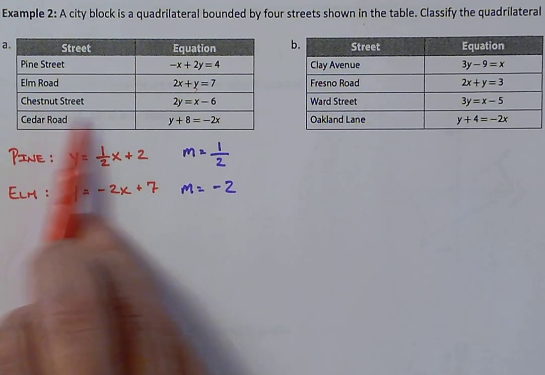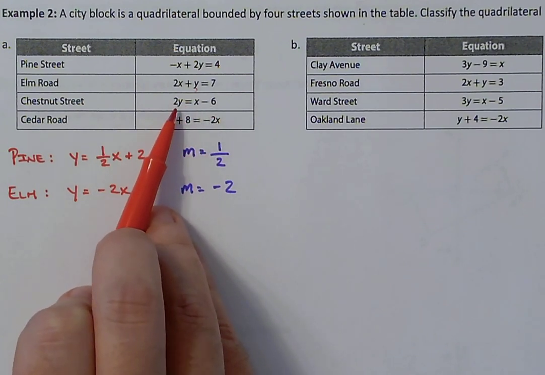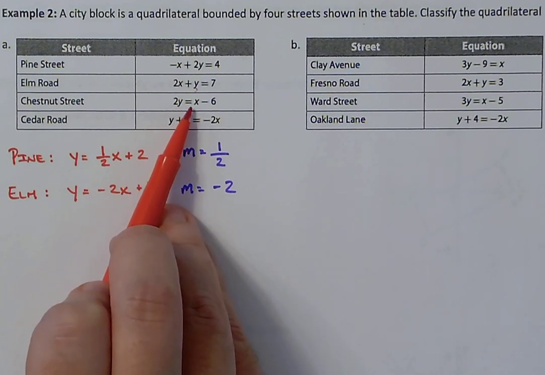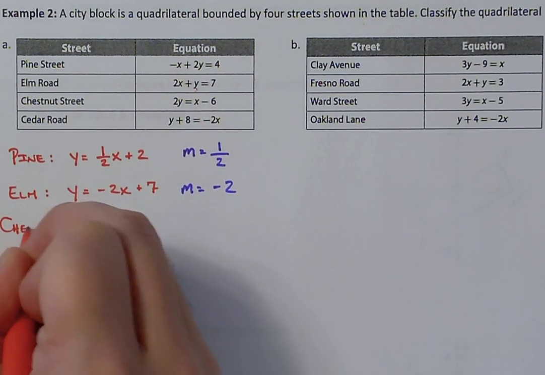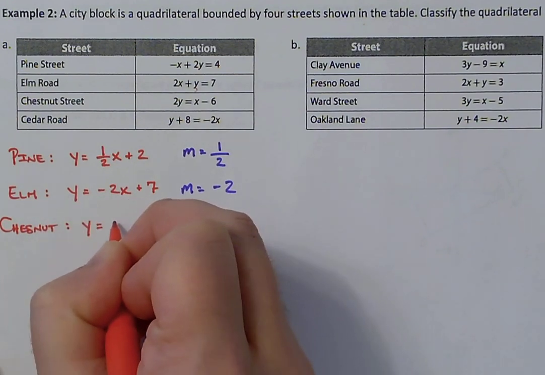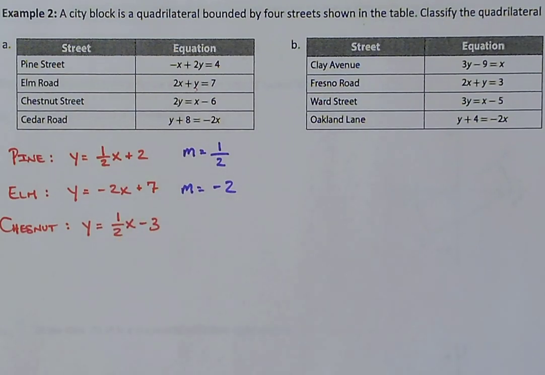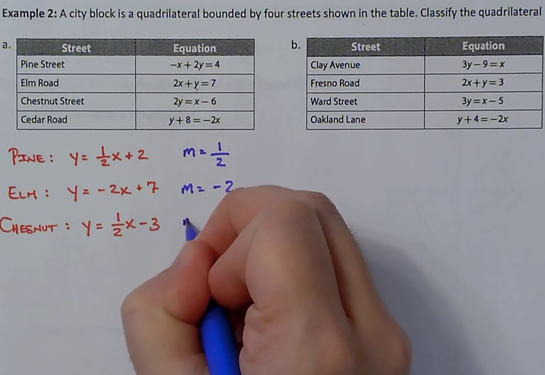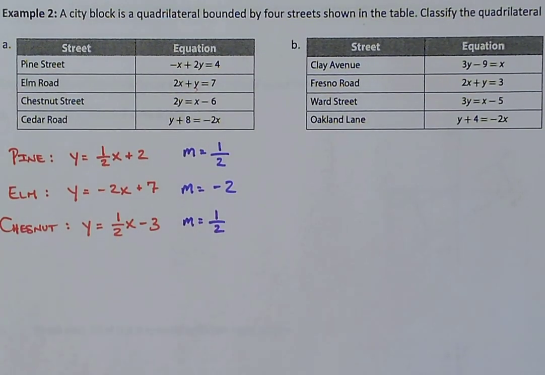Next, for Chestnut Street, we have 2y equals x minus 6. To solve for y, I just need to get rid of this 2. So all we'd have to do is divide x minus 6 by 2. And when we do that, for Chestnut, we would end up with y equals 1/2 x minus 3. So the slope for Chestnut is going to be 1/2, because 1/2 is the number that's on x.